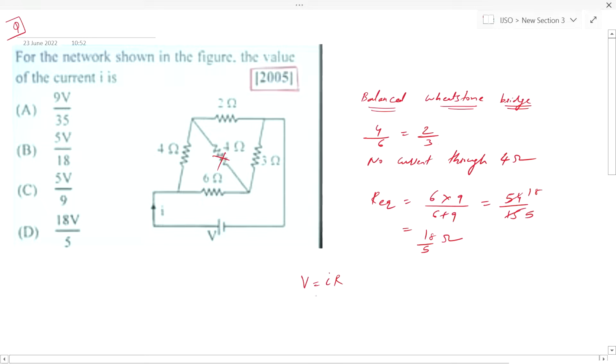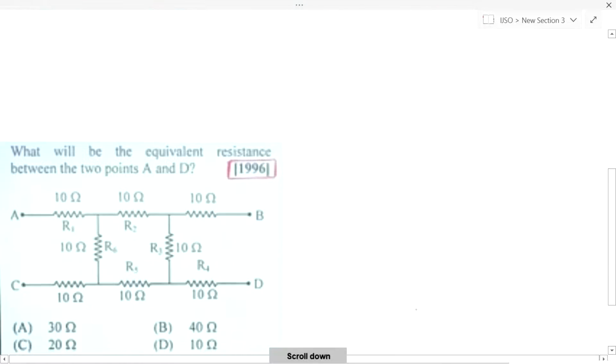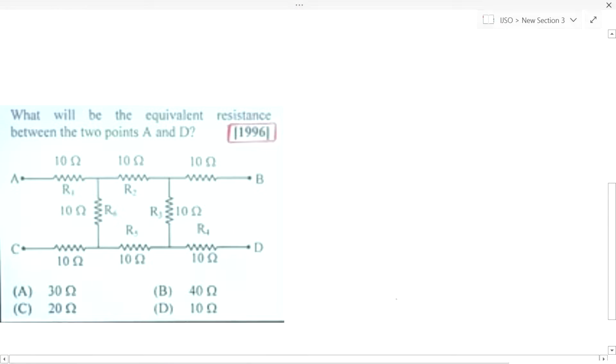5 by 18v. Yeah. So which option? B. B. Yeah, that's correct. So V equal to I into 18 by 5. So I equal to 5V by 18. Clear? Yes. Okay, just try it on this one. A and D.